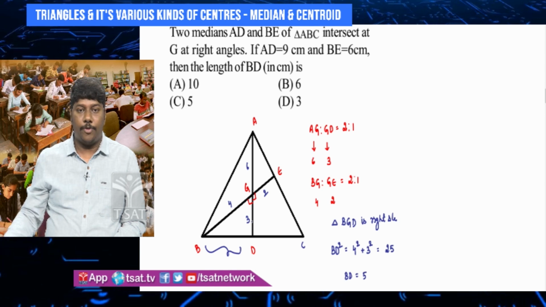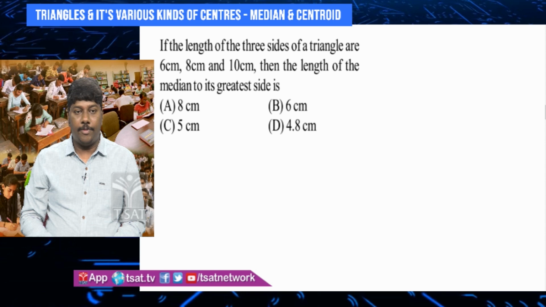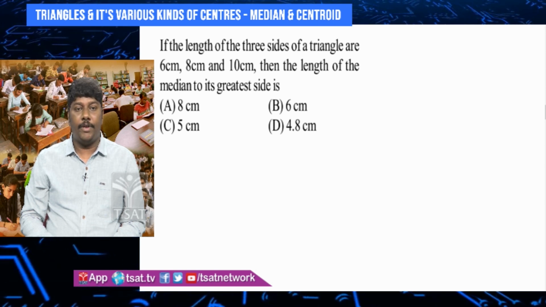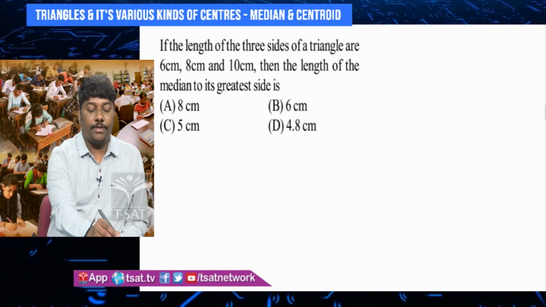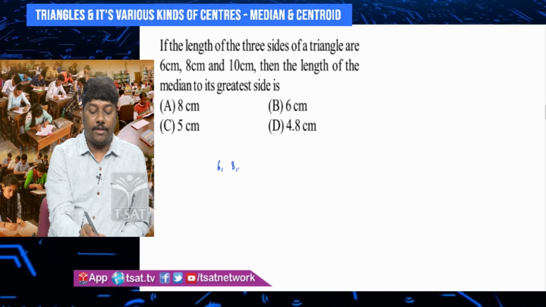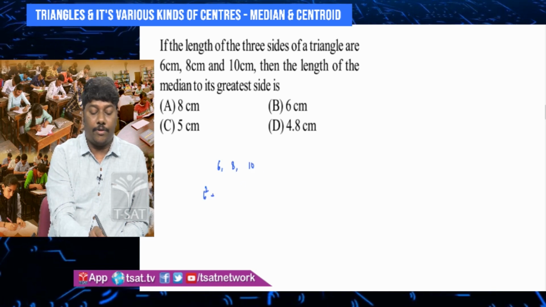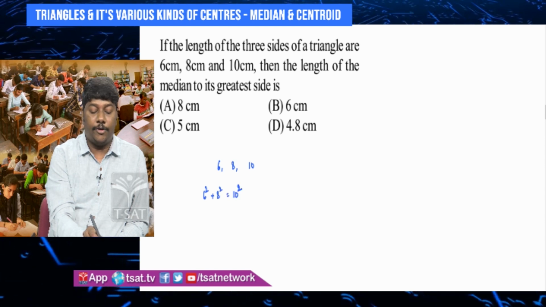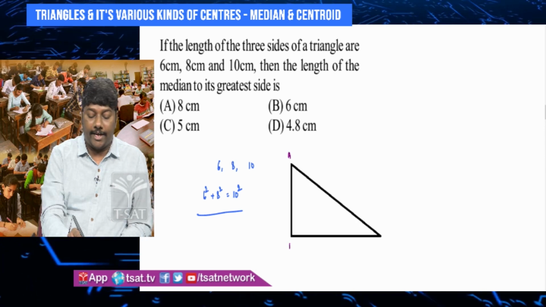Now let's look at the next problem. If the length of three sides of triangle are 6 centimeters, 8 centimeters and 10 centimeters, then the length of median to its greatest side is. If you carefully observe the given sides 6, 8, 10. We all know that 6 square plus 8 square is equals to 10 square. Therefore, these are sides of a right angle triangle. You call it as a triplet. So, these are sides of right angle triangle, right angle at B.